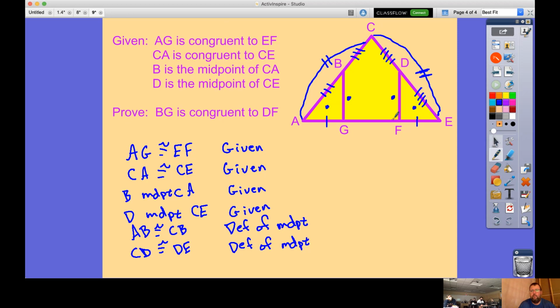Say it again. Angle A is congruent to angle E. How do we know that angle A and angle E are the same? Definition of this isosceles triangle. There you go. Yep. This is congruent to this, so we know that that triangle is congruent. So we can say angle A is congruent to angle E based on isosceles triangles.